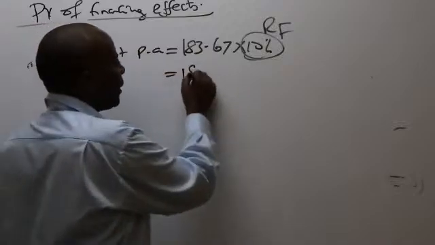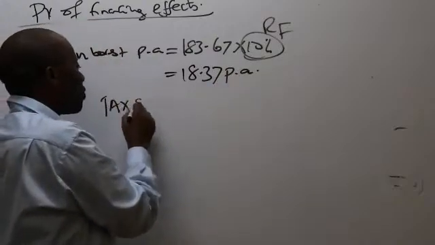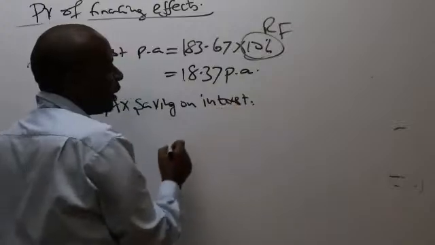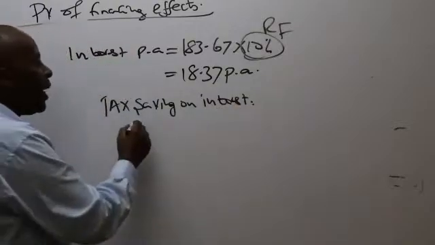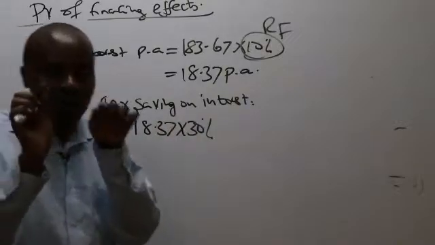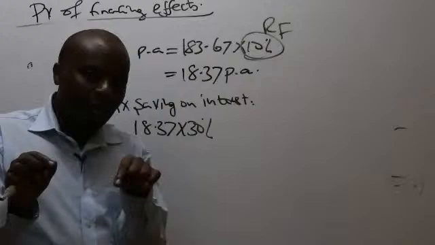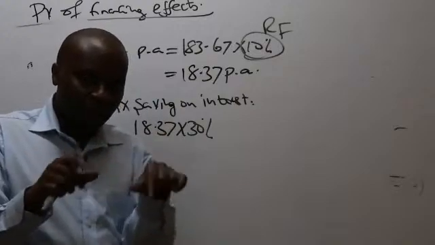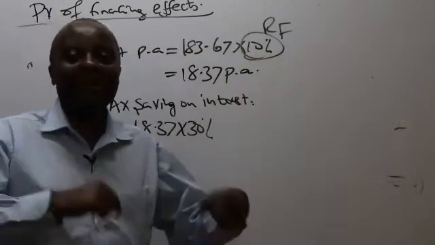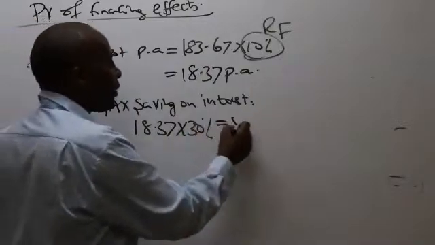18.37. So this becomes 18.37 per annum. So what is the tax savings on interest? Tax saving on interest, ladies and gentlemen, will be 18.37 times 30%. Remember, the entire interest will be tax allowable, right? So I pass it through tax. If it's tax allowable, then I'll be saving 30%. It's like an income, like I'm earning. So what is 30% of this? I'm being told this is 5.51.